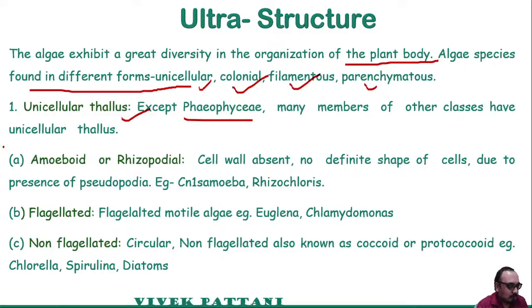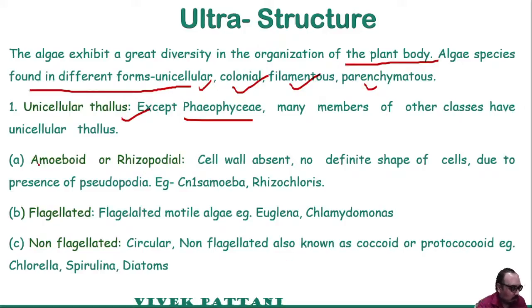The algae exhibit a great diversity in the organization of the plant body. The algal species are found in unicellular, colonial, filamentous and parenchymatous forms. Now moving forward with the different types of thallus, the first one which we are going to discuss is the unicellular thallus. Except for the family Phaeophyceae, many members of the other classes have unicellular thallus.